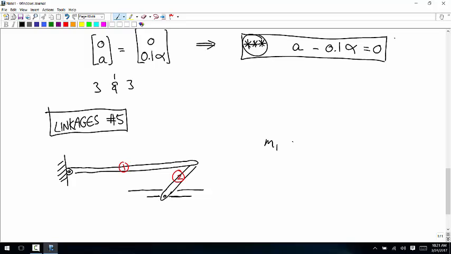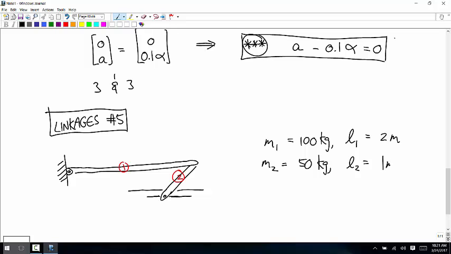So M1 is 100 kilograms. L1 is 2 meters. And the other member has a mass of 50 kilograms. And L2 is 1 meter. At the instant shown, neither member has any angular velocity. That's nice. No omegas.